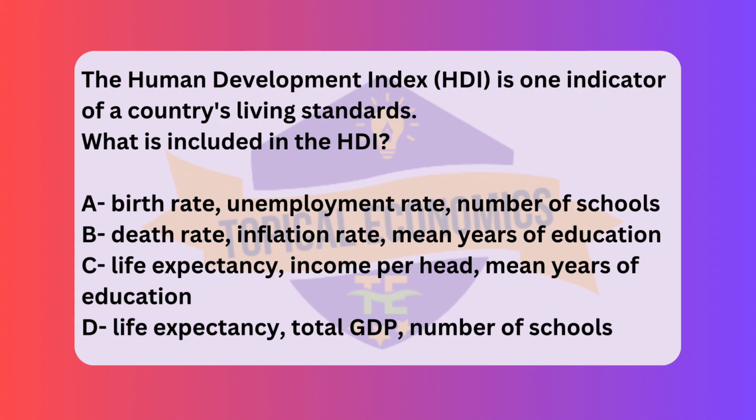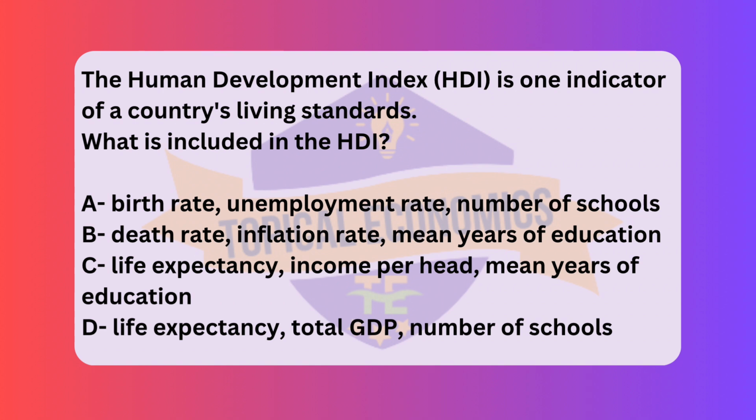The Human Development Index, HDI, is one indicator of a country's living standards. What is included in the HDI? A. Birth rate, unemployment rate, number of schools. B. Death rate, inflation rate, mean years of education. C. Life expectancy, income per head, mean years of education. D. Life expectancy, total GDP, number of schools.